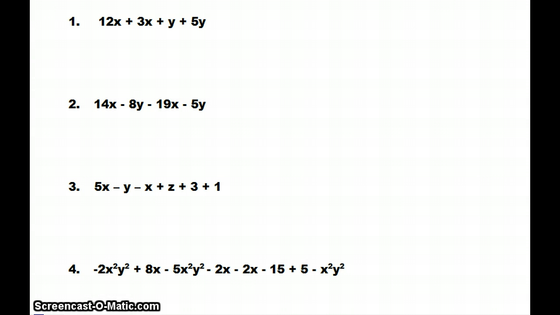So on the first one, you have 4 terms. Find the terms that are alike. On the second one, there are 4 terms. Find the ones that match up. On problem number 3, there are actually 6 terms on that one, so line those up that match. Remember, numbers always match whether they're positive or negative. So, for example, on number 4, you're going to end up taking the negative 15 and the 5 and grouping those together.